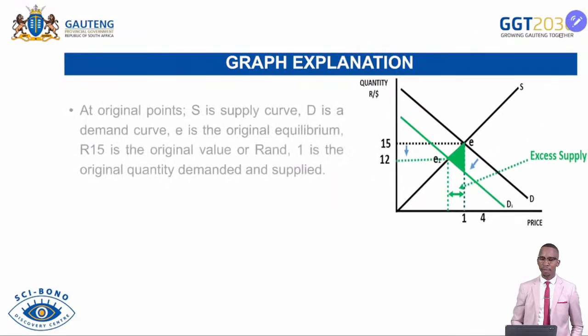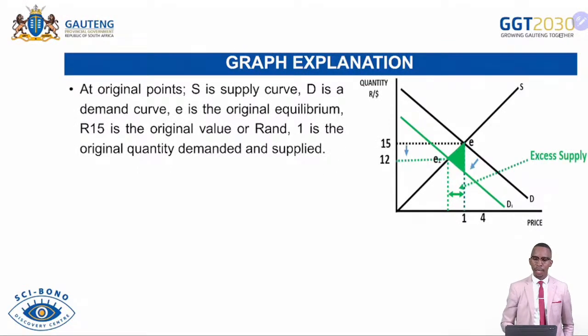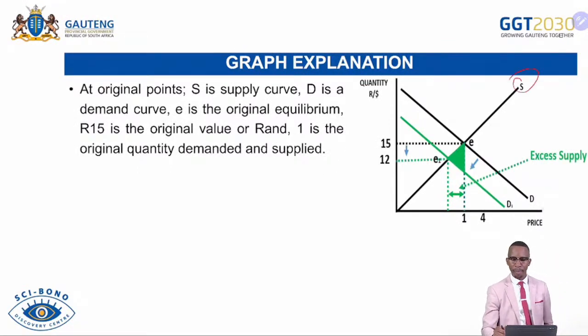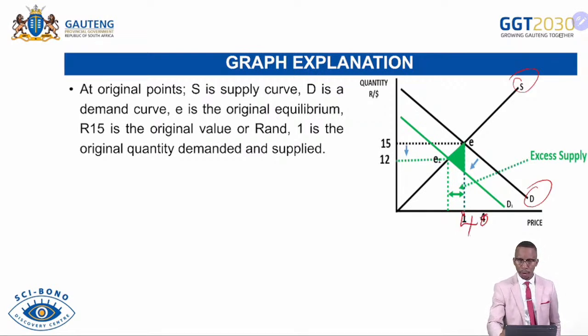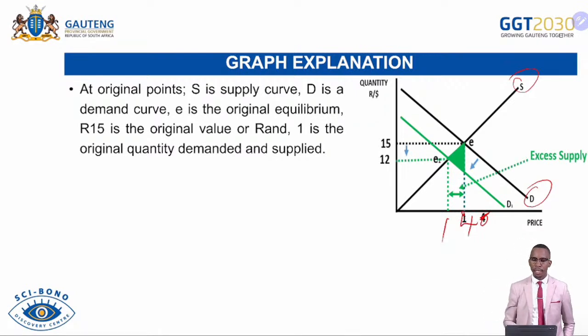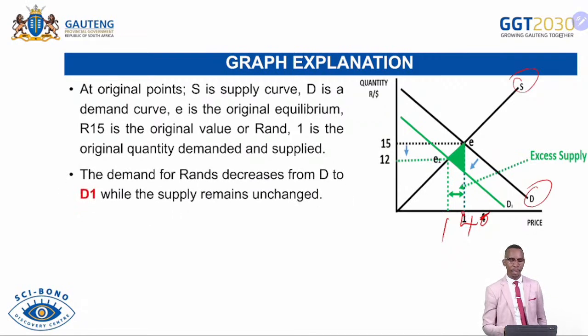Explanation of the graph. Remember original point, like I said before, S original supply, D original demand. And then what happens? In this case, there was a shift in demand, a decline in demand. That has caused a certain shift. So this is 4 and this is 1. So the demand shift or decline back led to excess supply, like I've said before.